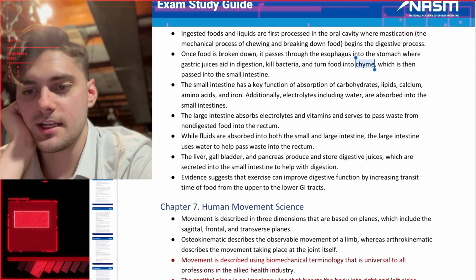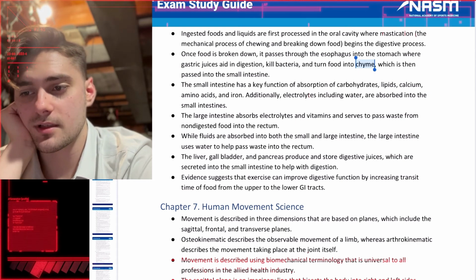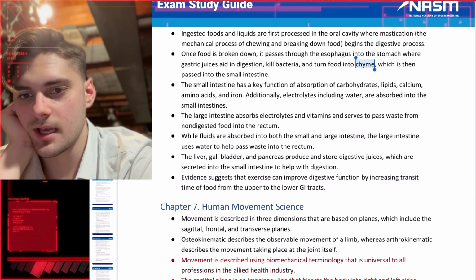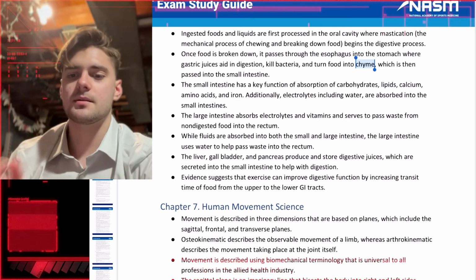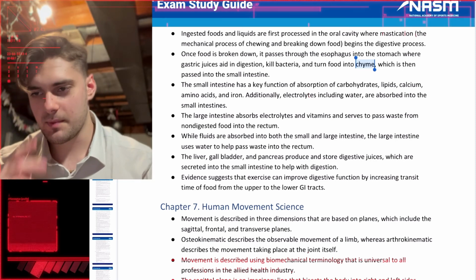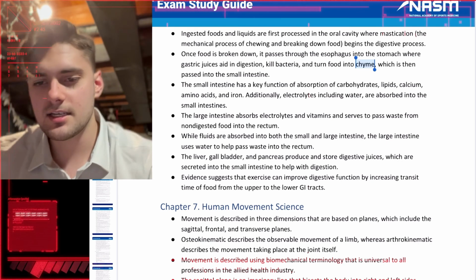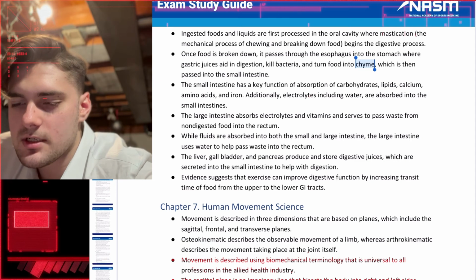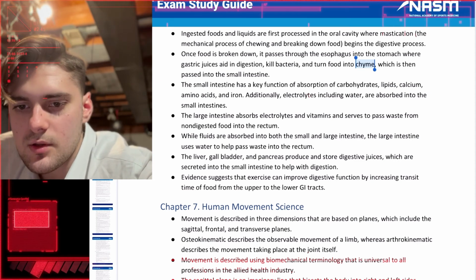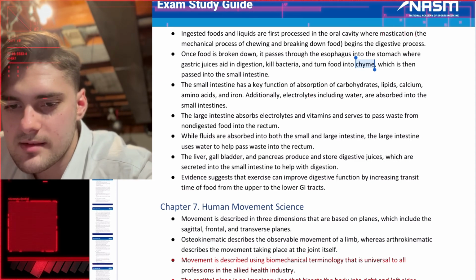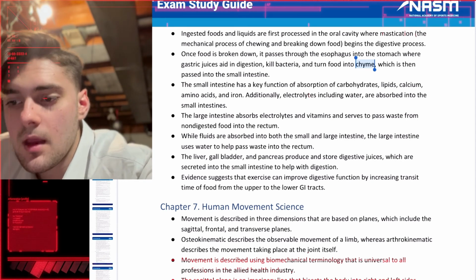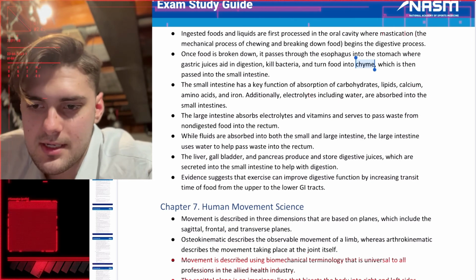The small intestine has a key function of absorption of carbohydrates, lipids, calcium, amino acids, and iron. Additionally, electrolytes, including water, are absorbed into the small intestines. The large intestines absorb electrolytes and vitamins and serve to pass waste from the non-digested food into the rectum, where fluids are absorbed into both small and large intestines. The large intestines use water to help pass waste into the rectum. The liver, gallbladder, and pancreas produce and store digestive juices, which are secreted into the small intestine to help with digestion.